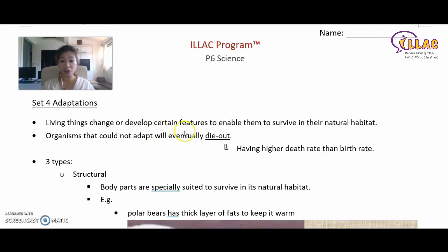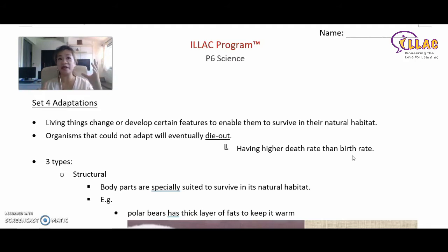Living things change or develop certain features to enable them to survive in their natural habitat. So organisms that could not adapt will eventually die out. Die out means having higher death rate than birth rate. So what does that mean? That means if you have a -1 death rate and you have a +1 birth rate, -1 + 1 is 0. So it equalizes, right? There will be no change in the population of the animal.